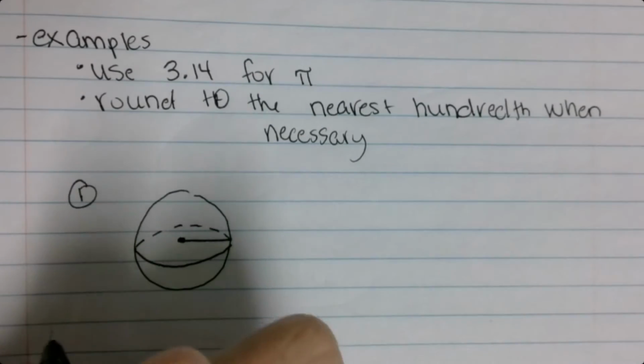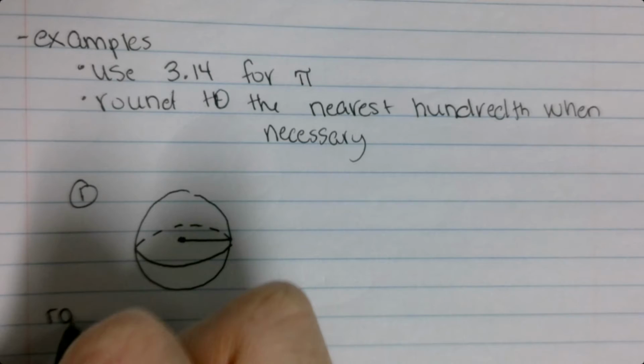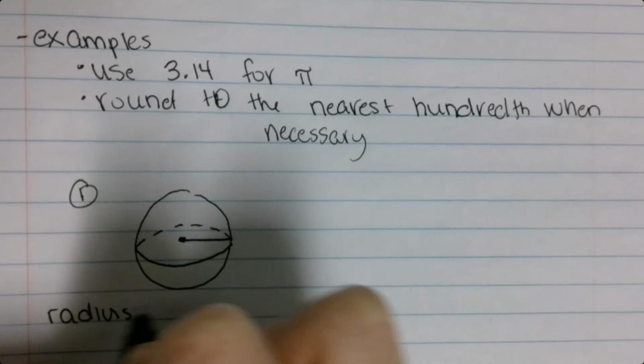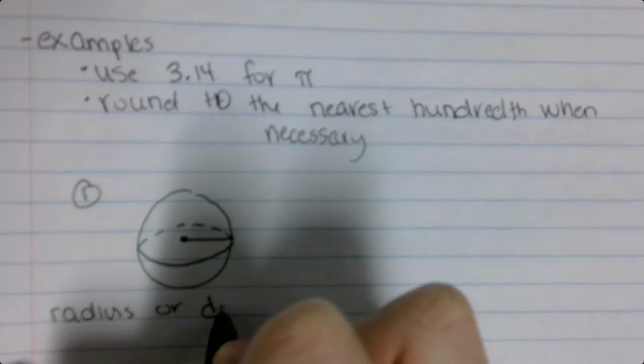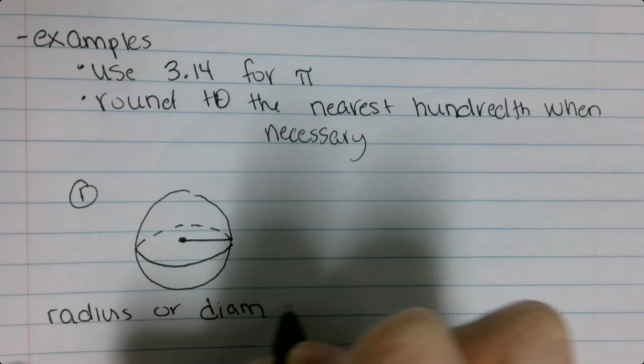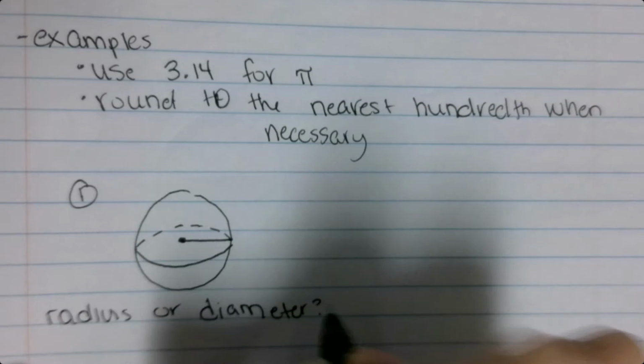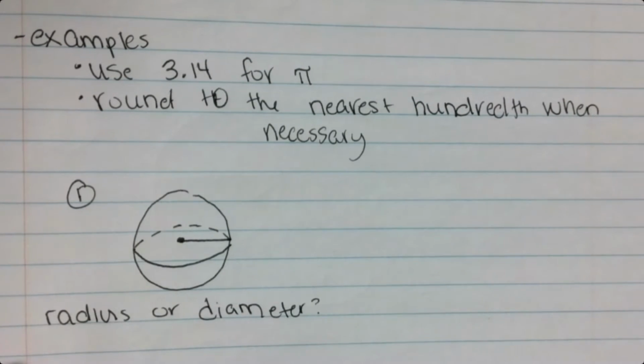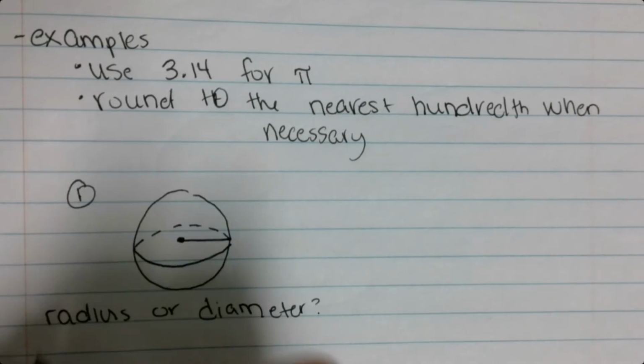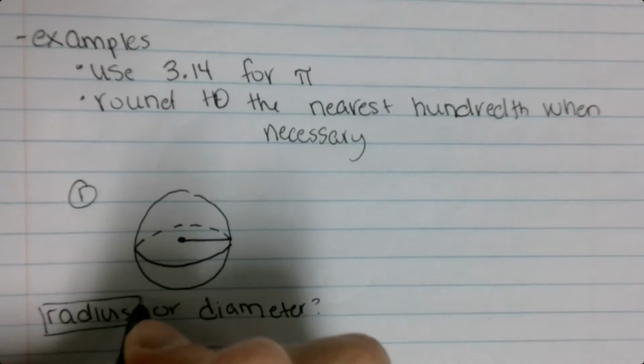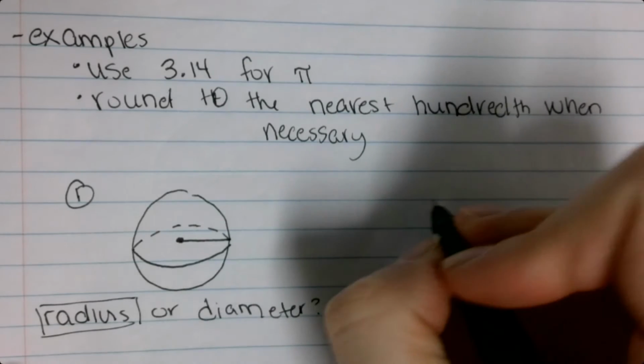So remember, anytime we're dealing with circles, we first need to ask ourselves, is what's given the radius or the diameter? Which one is it? It's our diameter. So we can literally plug this into our formula.